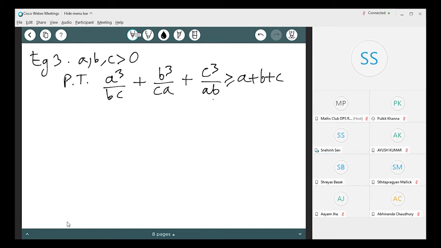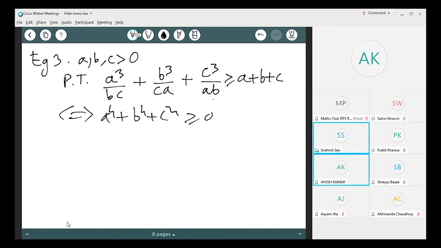Can this work somehow? I don't know if it will be working. A to the 4 plus B to the 4 plus C to the 4 is greater than or equal to (A plus B plus C) times ABC. Proving this is equivalent to proving A to the 4 plus B to the 4 plus C to the 4 minus ABC times (A plus B plus C) is greater than or equal to 0, which is easily proved.